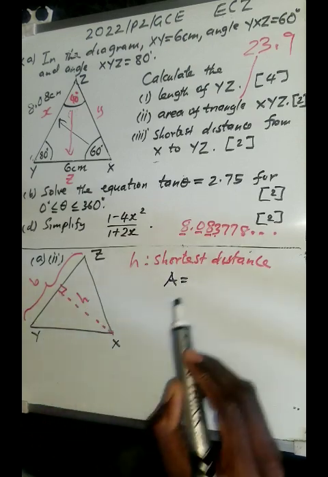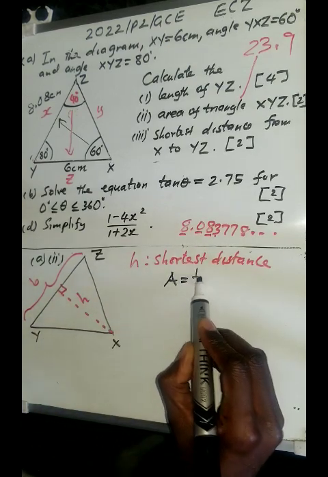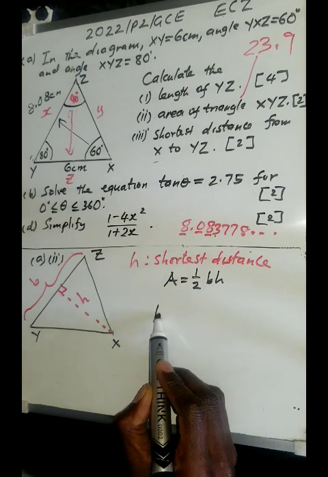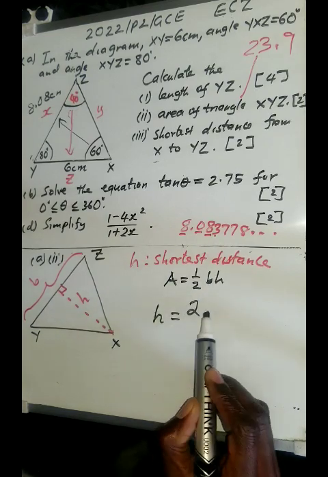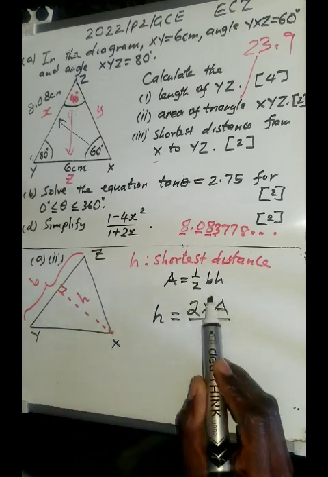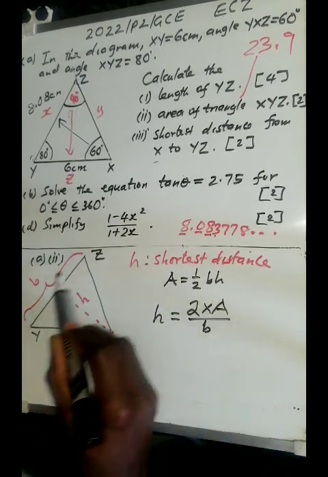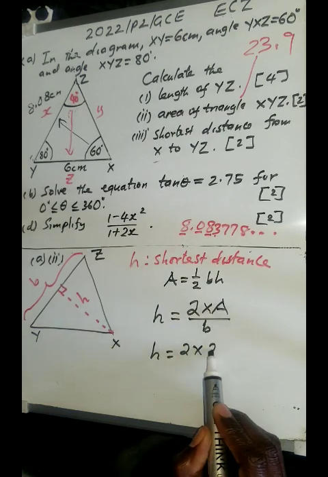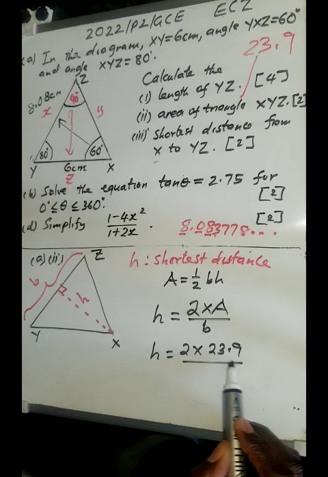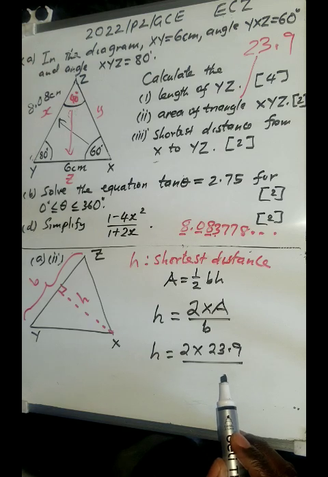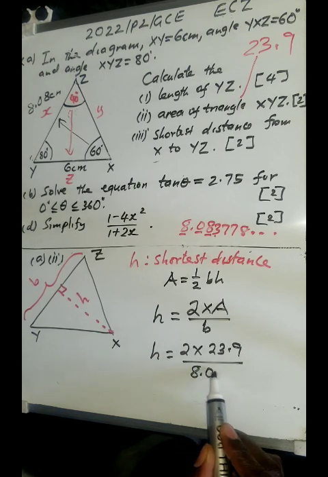We can apply the formula for area. This is a right angle triangle. A right angle triangle is simply given by half base times height. So you just make H the subject of the formula. When you make H the subject of the formula, it will always be 2 times the area of the whole triangle divided by the base. So the base is that one. So the shortest distance will be 2 times the area, we got 23.9, over the base. In this case, what was the distance from here to there? That is what we got, 8.08.